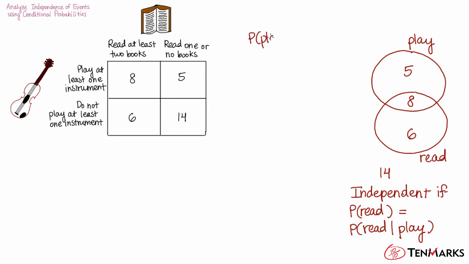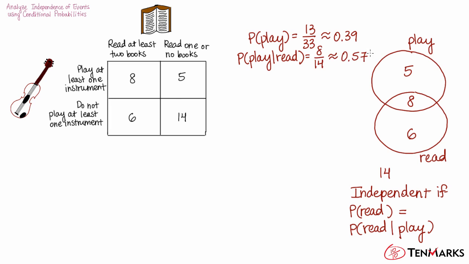The probability that someone plays an instrument is 5 plus 8 divided by the total, 5 plus 8 plus 6 plus 14. This is 13 divided by 33, or about 0.39. However, the probability that someone plays an instrument, given that they've read at least 2 books this month, is 8 divided by 14, which is about 0.57. These are different, so we already know that these events are dependent on each other. But let's keep calculating the probability.